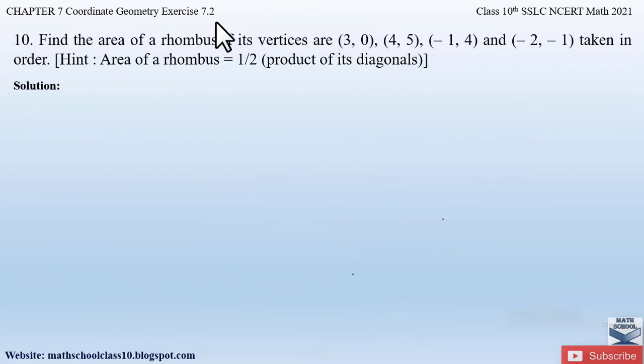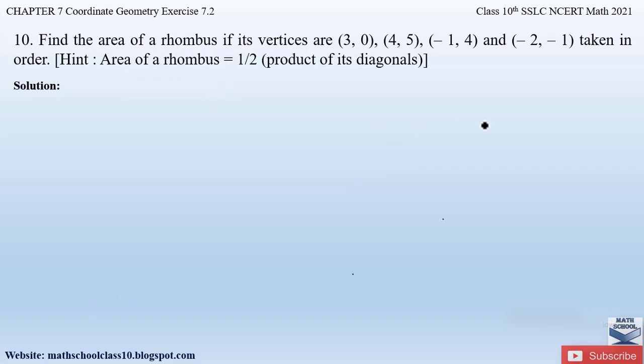Question number 10 from exercise 7.2, chapter 7, coordinate geometry says: find the area of a rhombus if its vertices are (3, 0), (4, 5), (-1, 4) and (-2, -1) taken in order. So here we have to find the area of the rhombus whose vertices are given, and they have also given us the hint that the area of a rhombus is equal to half of the product of its diagonals. So they have given us the formula for the area of the rhombus.